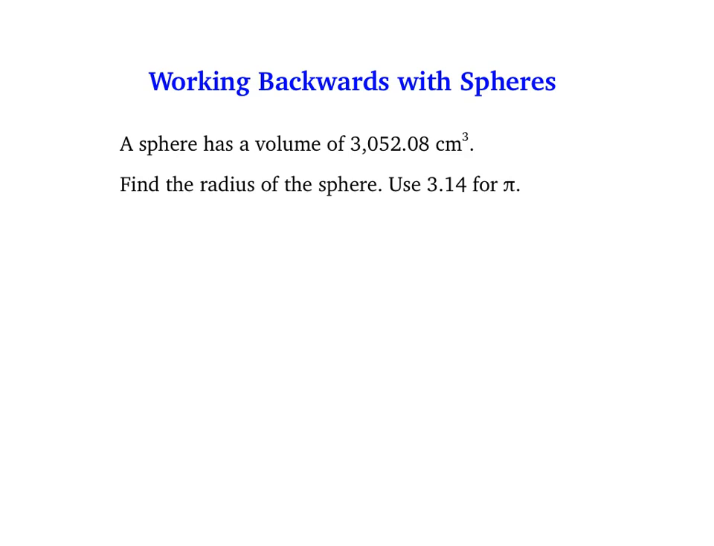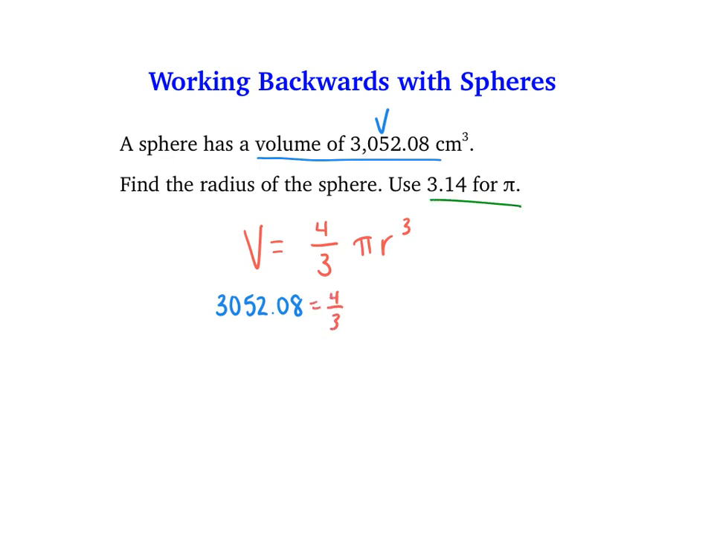So just like with the last examples of working backwards when we were doing cones and cylinders, a good place to start is your formula. So 4/3 pi r cubed. From there, what you're going to do is fill in the information that you know. So here, I know my volume. So instead of V, I'm going to substitute in that value. And then it also says to use 3.14 for pi, so I'll make that substitution as well.